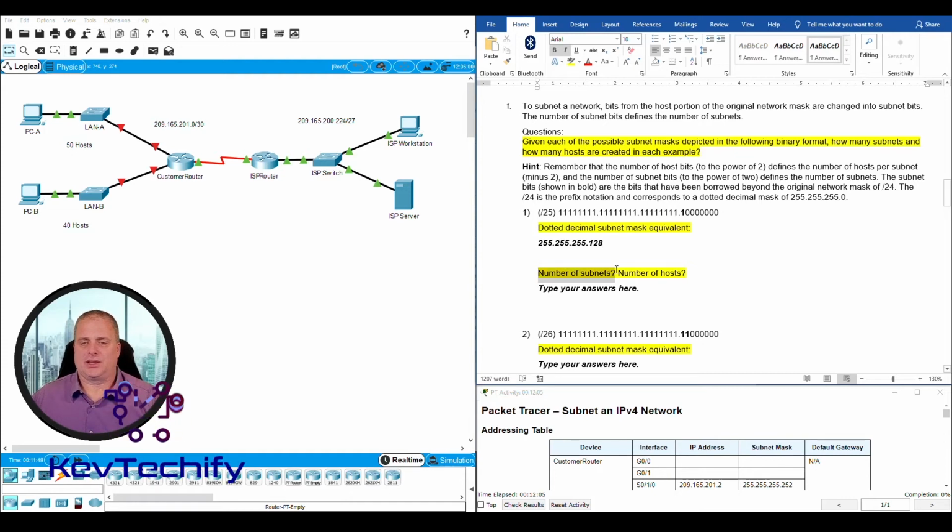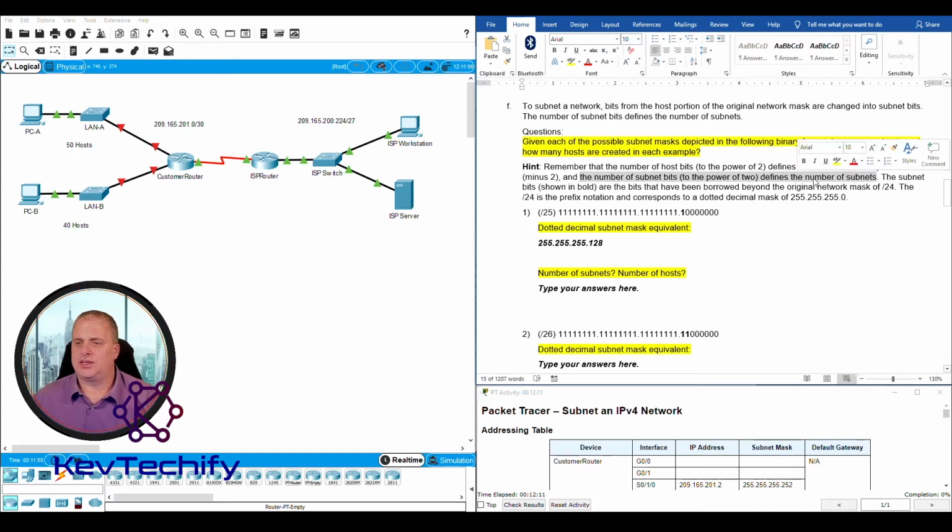Number of subnets. They're asking us for the number of subnets. We will go up here. We will look at the second little nugget they threw at us. The number of subnets is 2 to the number of subnet bits.